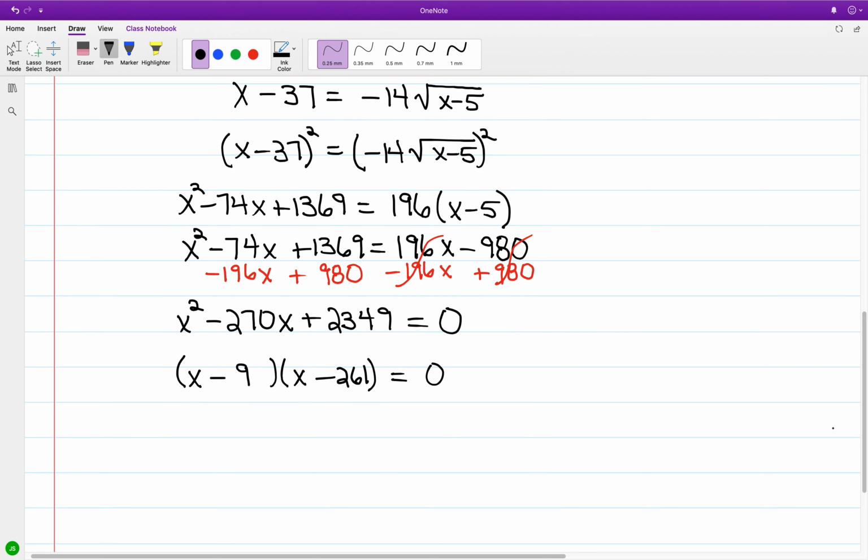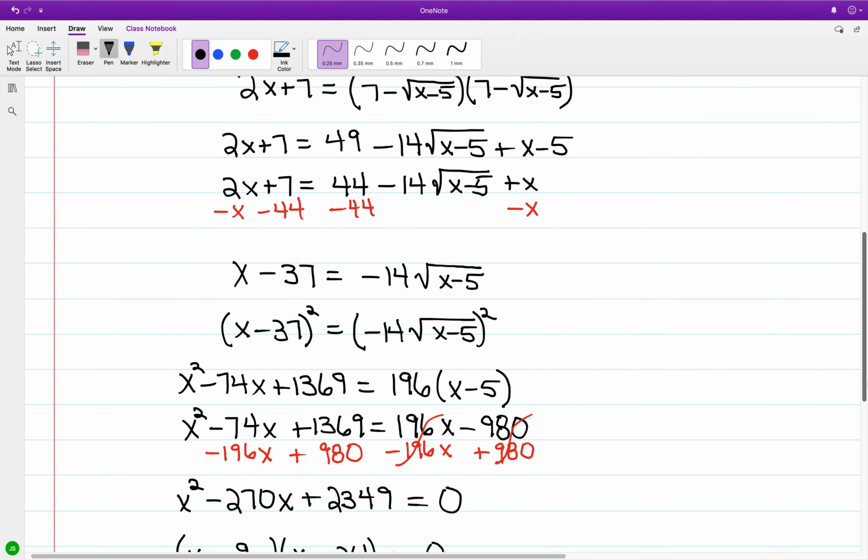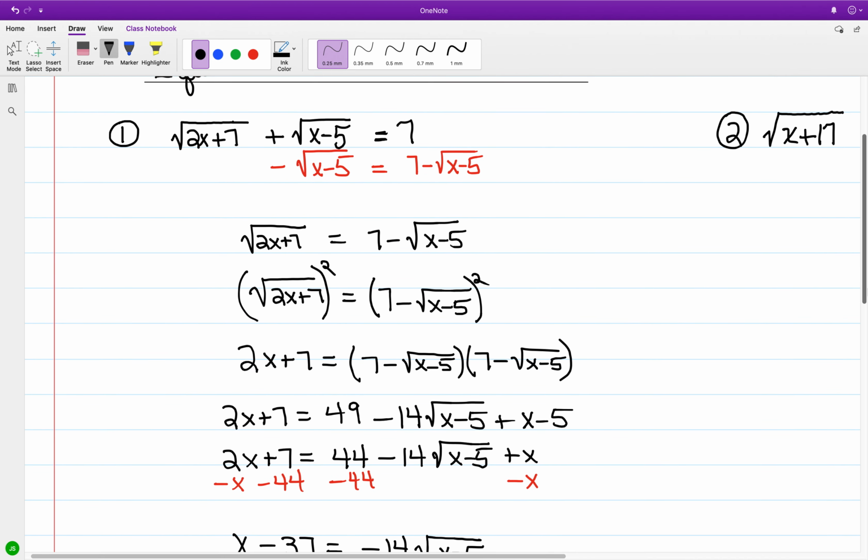And just taking what we have now, upon utilizing the zero product property, we have x minus 9 is equal to 0, so we have an attempted solution with x is equal to 9. And as for x minus 261 equal to 0, we have an attempted solution with x equal to 261. And if I go back, okay, so we have a 9.